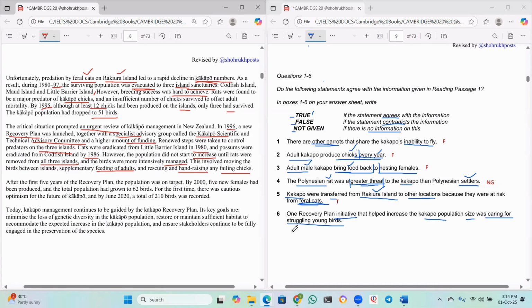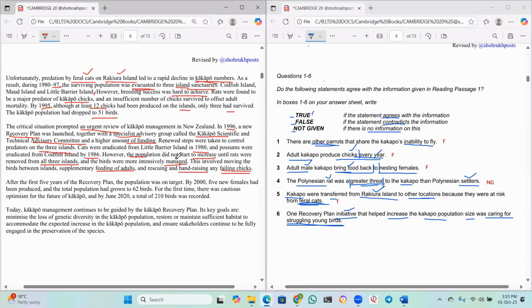See, guys? See, struggling young birds. Okay, and failing chicks. Are these two synonyms, guys? Yes, these two, they are exactly synonyms. Failing chicks and struggling young birds. So, yeah, what is the answer? So one recovery initiative that helped to increase the population was caring for the young birds. So has the population increased?